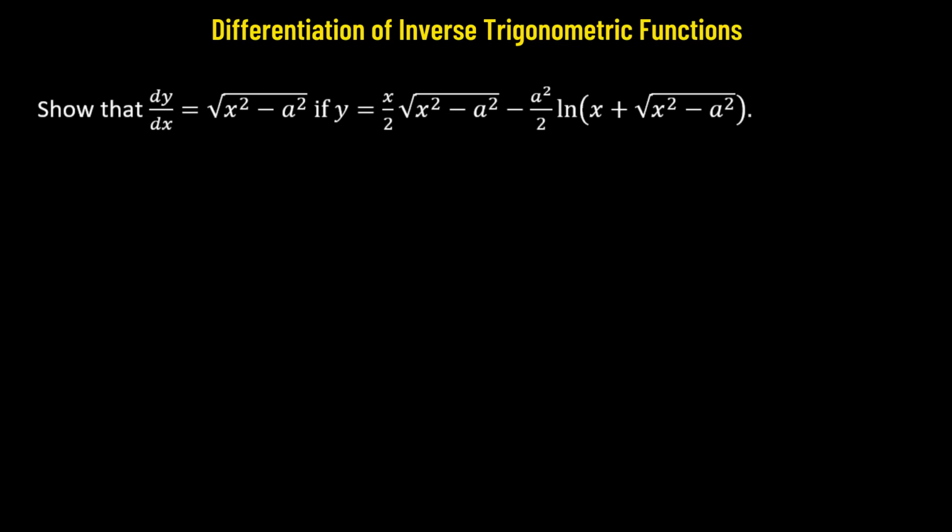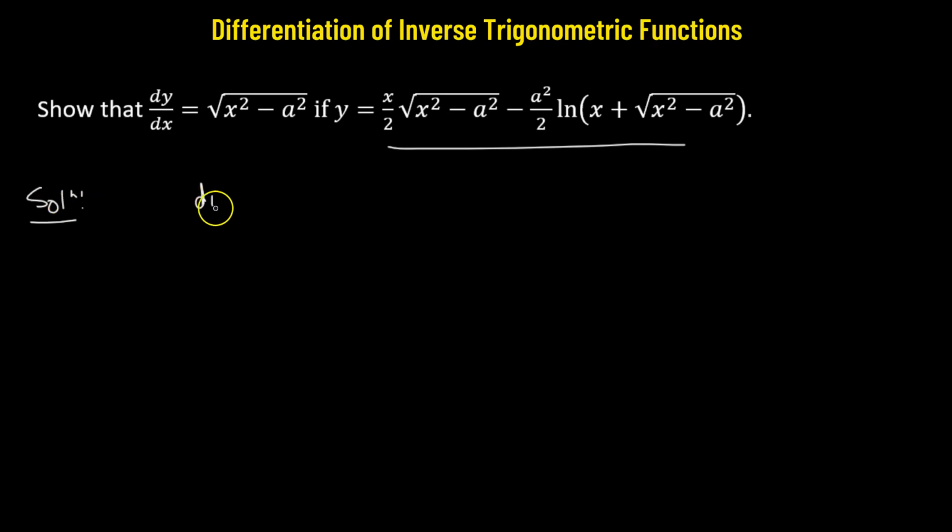So we have to show that the derivative of y with respect to x is given by square root of x squared minus a squared, if y is given by this particular expression. So let's start with this expression. We'll begin by differentiating it.